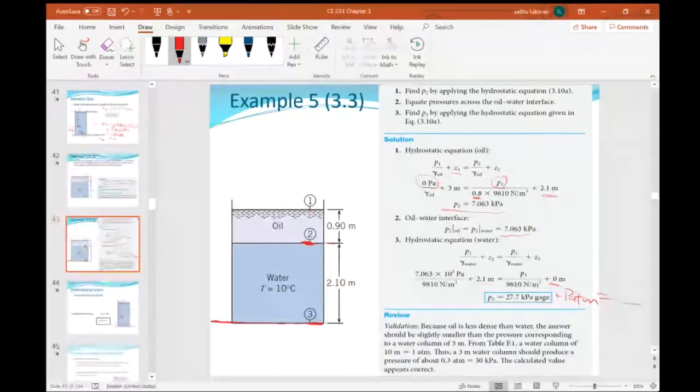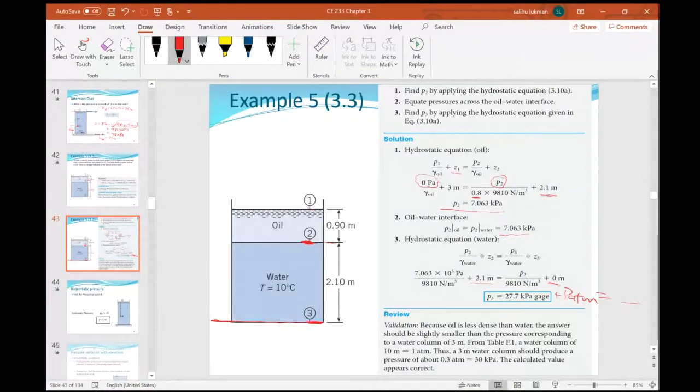So validation here says because oil is less dense than water, the answer should be slightly smaller than the pressure corresponding to a water column of 3 meters. Because if you have water throughout, water is denser than this oil, because the density of the oil is 0.8. So this value should be slightly smaller than if it were filled with water throughout.